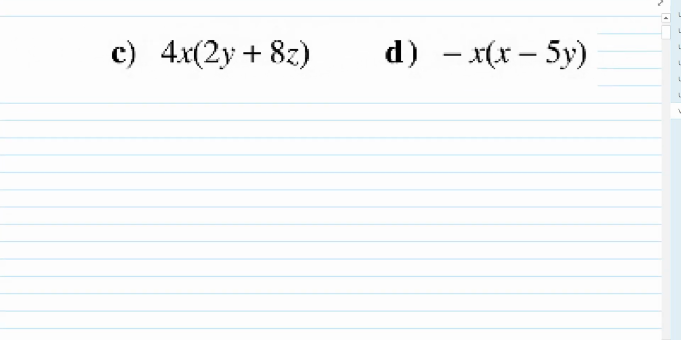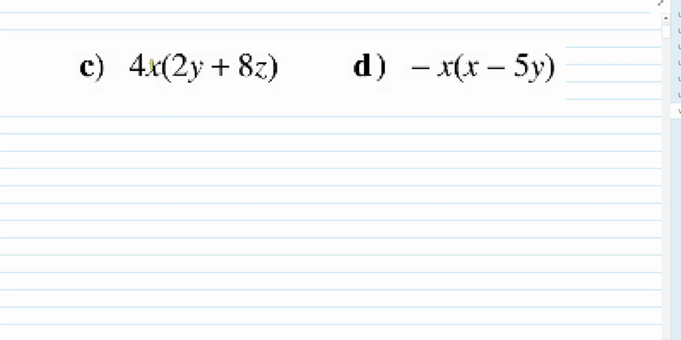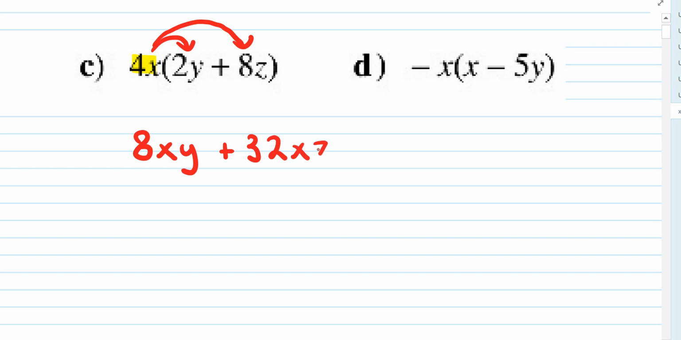Okay, so for our next one, for number 4c, I have 4x now. So 4x times 2y will be 8xy. And if I distribute the 4x onto the positive 8z, I get plus 32xz. And there's your final answer for that one.